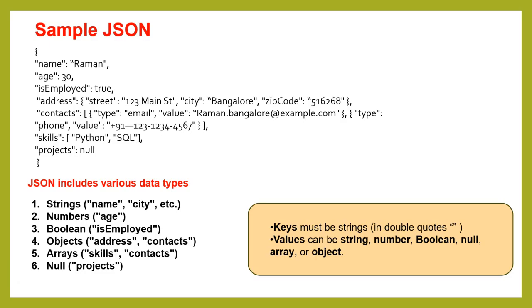Don't get confused, and try to understand that the JSON file works with the key and value method. The key is nothing but, here, name is a key and the value is my name. So the keys must always be double quoted. If you don't double quote, or if you give duplicate keys, then it will throw an error. That you have to remember.